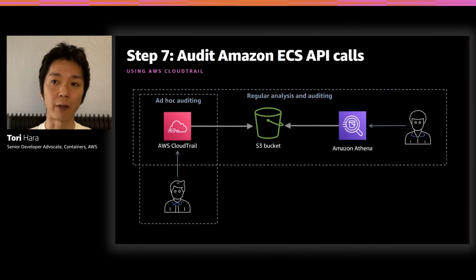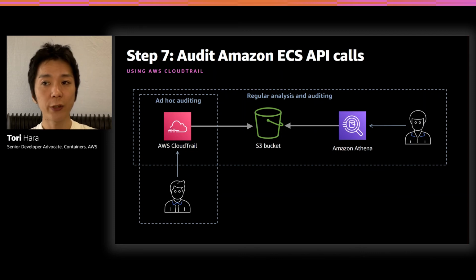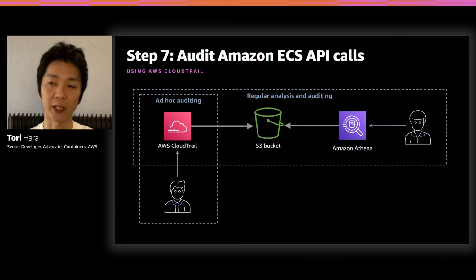And this is a diagram that shows an integration pattern. You can use the CloudTrail API or the management console to do ad hoc auditing. And CloudTrail also supports exporting event logs to S3. So you can use services like Amazon Athena to do regular analysis and auditing, for example.